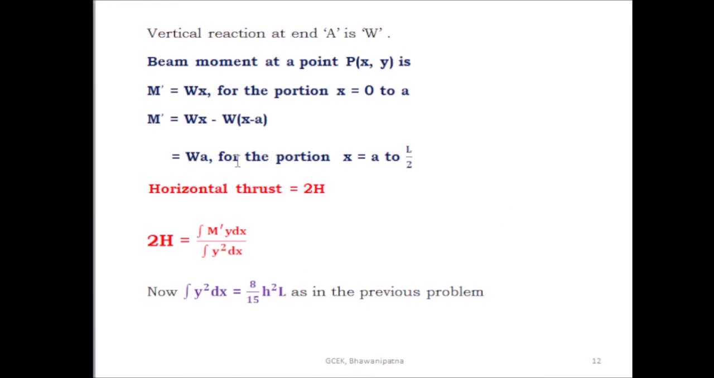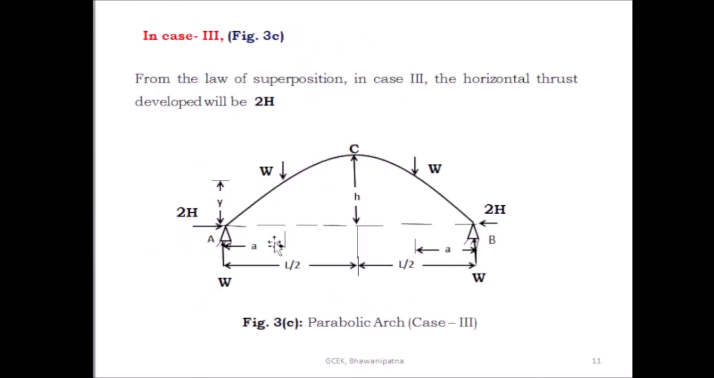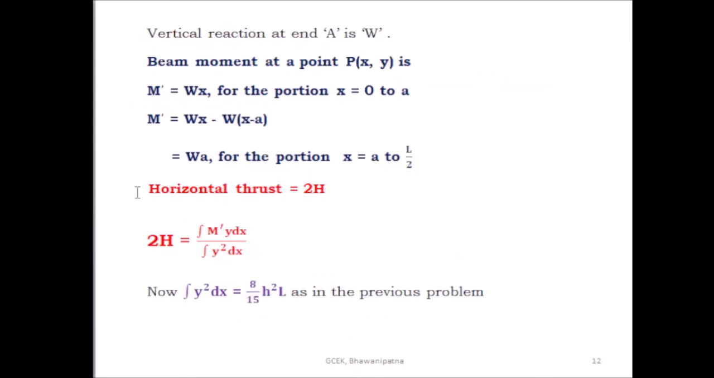Then you have to find out the horizontal thrust by considering this moment for the portion 0 to A and for the portion A to L by 2. And here you know the horizontal thrust is equal to 2H. So 2H is equal to the integration of M dash y dx divided by the integration of y square dx. This is the formula of the horizontal thrust.